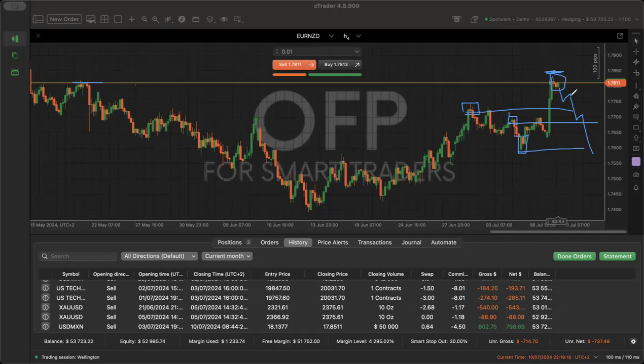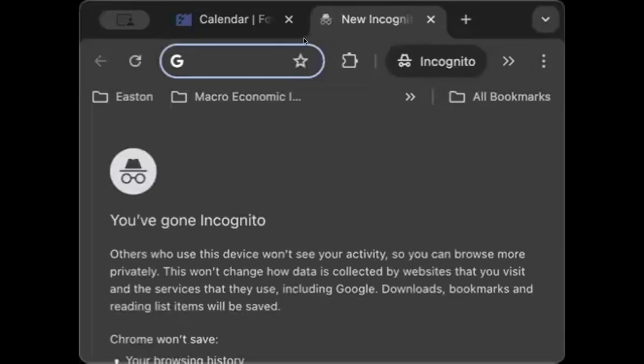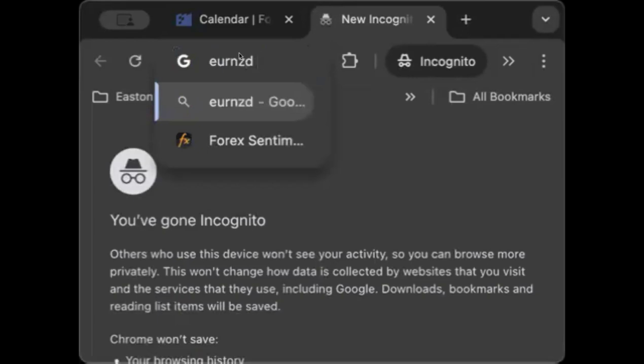But hold me accountable, Ria. Hold me accountable for this. This just seems like a really good opportunity to short Euro New Zealand because everybody's obviously looking at Euro New Zealand and thinking to themselves, oh, this thing is still going up. But hold on, hold on. Sentiment sometimes wins. Let me just open Euro New Zealand sentiment.